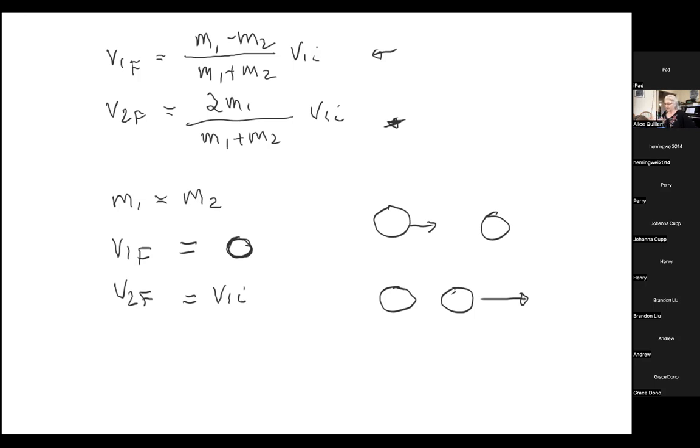So the picture that I want you to think of is the Newton's cradle picture.